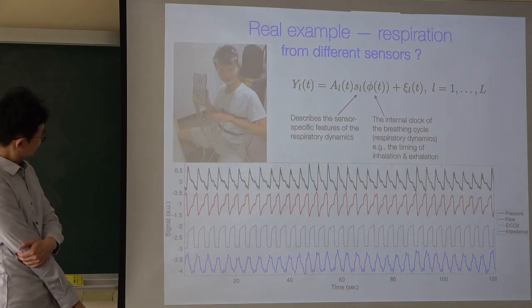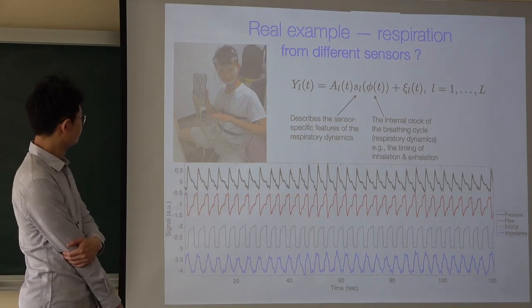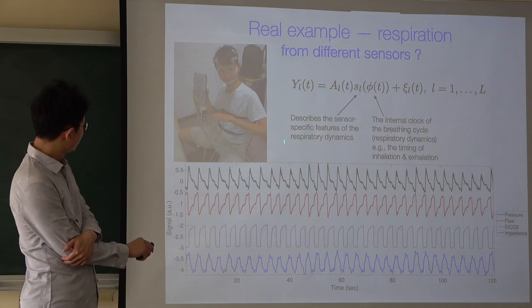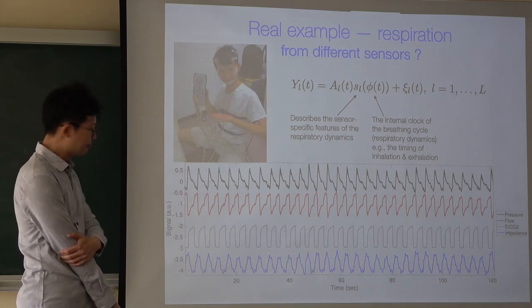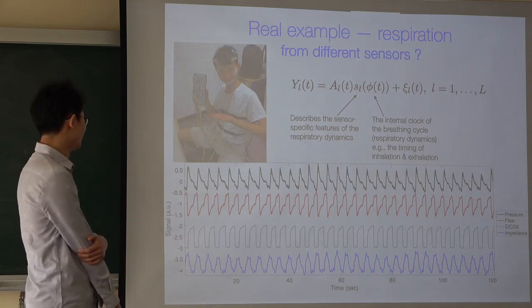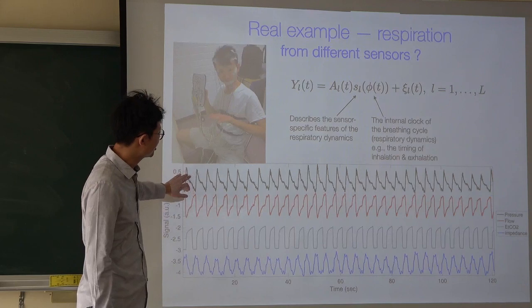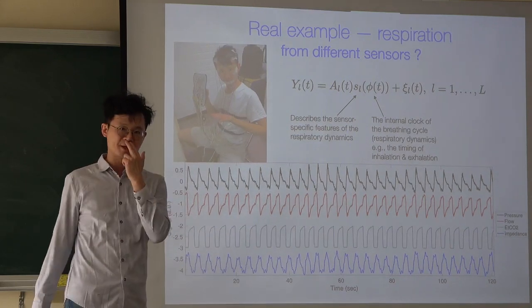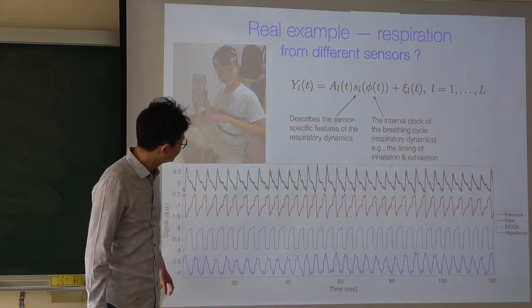Another example is the respiratory signal from different sensors. So you have this recorded simultaneously from me, I remember. Yeah, you get several different respiratory signals. This is a pressure, this is the flow recorded from nasal cannula. You have end-tidal CO2, you have impedance.